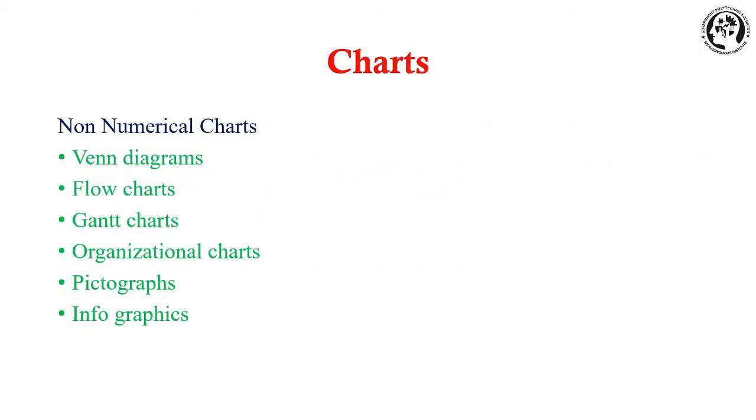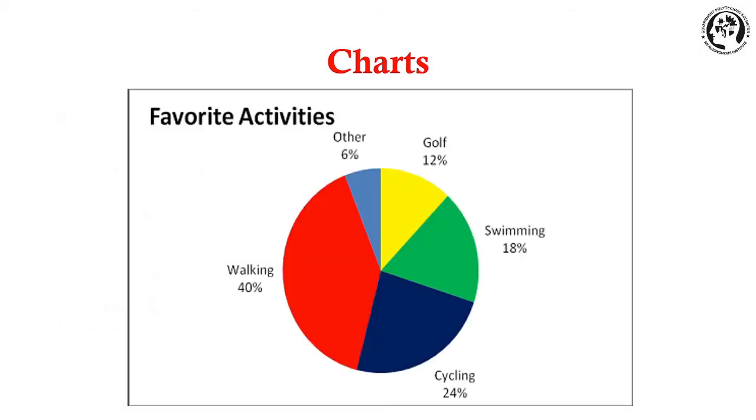Here are the examples of non-numerical charts: Venn diagram, flow chart, Gantt chart, then organizational chart, pictographs, then infographics, graphics. Here is the illustration of pie chart for you.